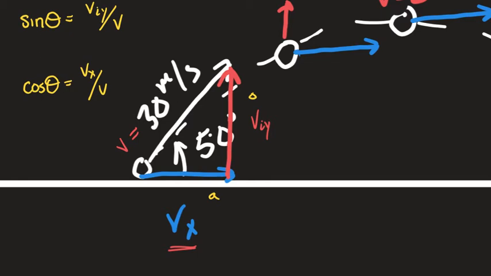Now, this is the part that I hope you will kind of just accept. The initial y velocity is always going to be v sine theta, and the initial horizontal velocity is always going to be v cosine theta. Unlike other problems where you have to do the trig every time because it could be different, for projectiles, this will always be true.